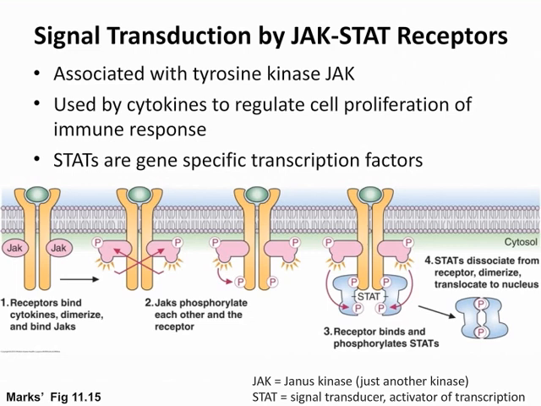Once the receptor is phosphorylated, that's going to allow the STAT to bind to it. STAT is your signal transducer and activator of transcription. Once that binds to the phosphate, JAK is going to phosphorylate it again, and then STAT will dissociate and head to the nucleus where transcription can begin.